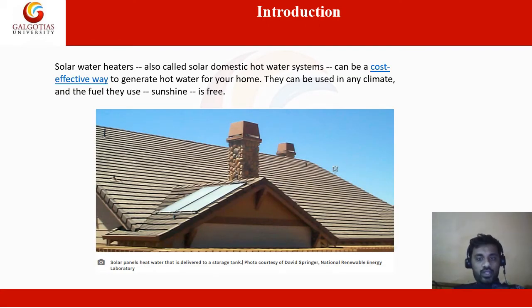Coming to the introduction to solar water heaters, you can see in the image that the solar panels heat the water that is delivered to a storage tank, and this is the photo courtesy of David Springer, National Renewable Energy Laboratory. Solar water heaters, also called solar domestic hot water systems, can be a cost-effective way to generate hot water for your home, and they can be used in any climate, and the fuel they use, that is sunshine, is absolutely free.